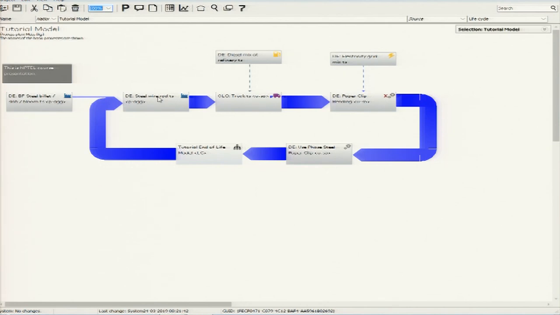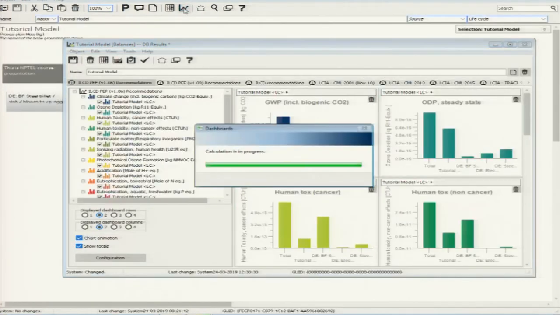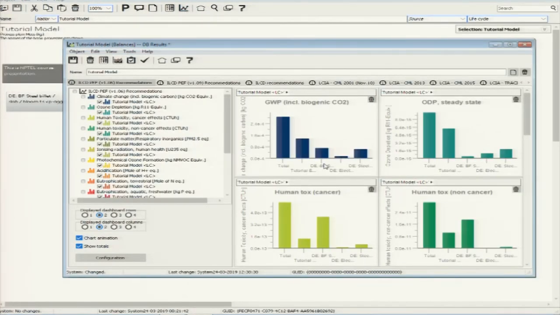Now we need to analyze the data. Now we have made the plan for the specific product. We can analyze the data. In that case, we need to analyze the life cycle impact. For that, I click result calculations here. This is result calculations. So it is calculating. So it is showing these charts here.